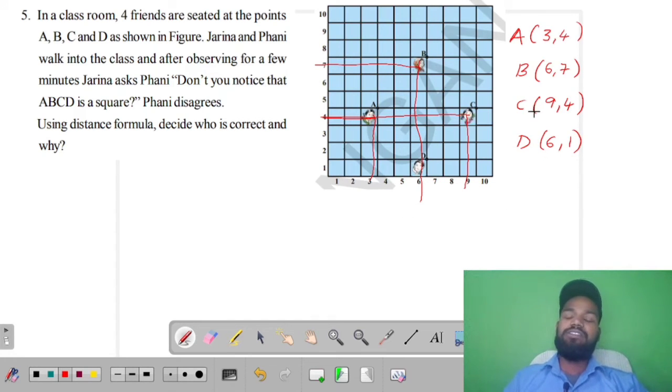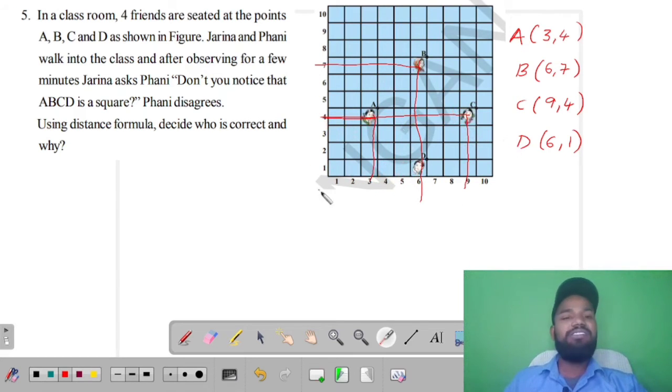So these are the points. Don't get confused while finding the points. A is at 3 comma 4, and this is B. I am highlighting this one. See now, this is B, and B is 6 comma 7. Next, where is C? C is here, so it is nothing but 9 comma 4. Next, D is here, 6 comma 1. So these are the points.